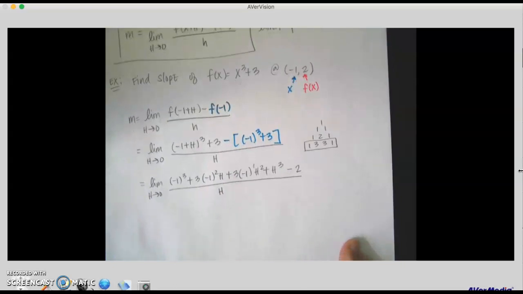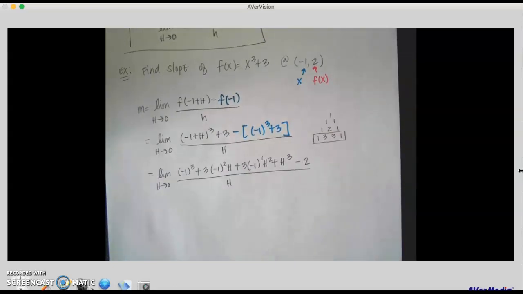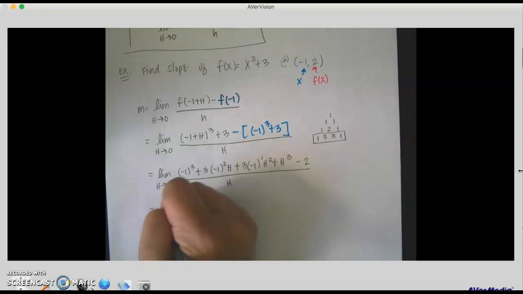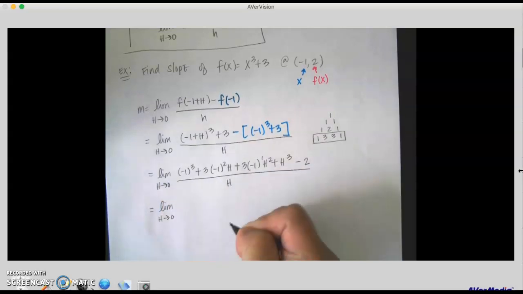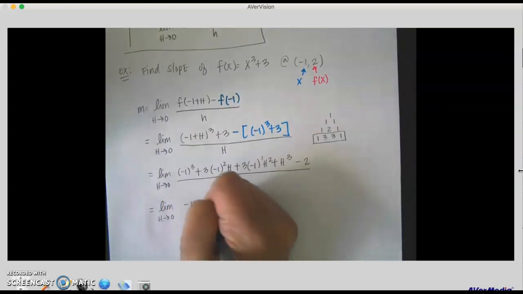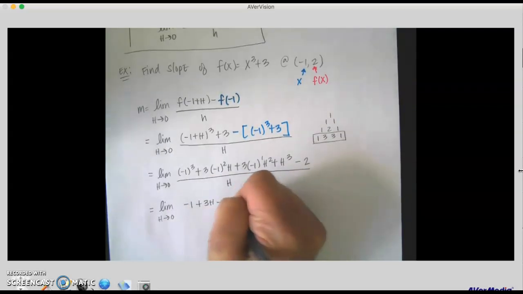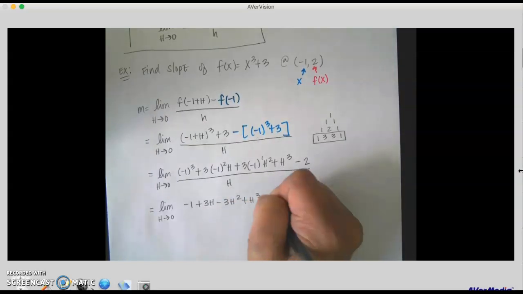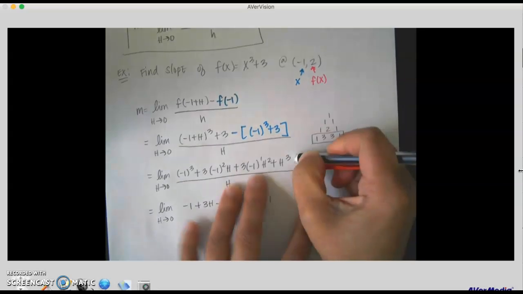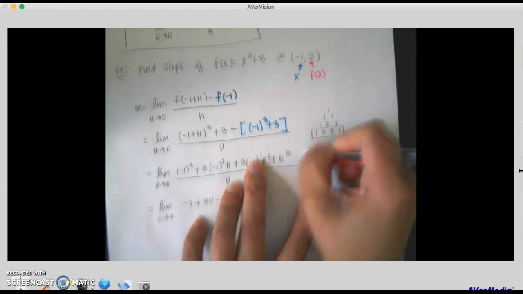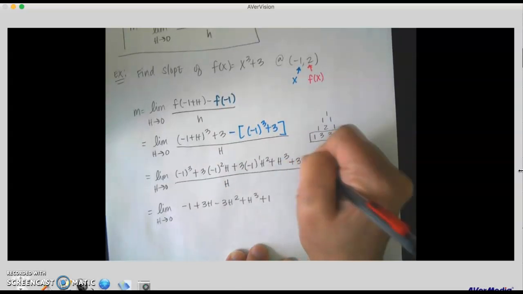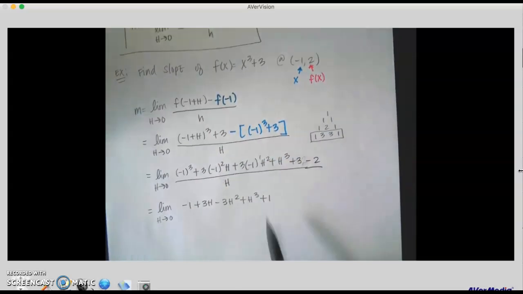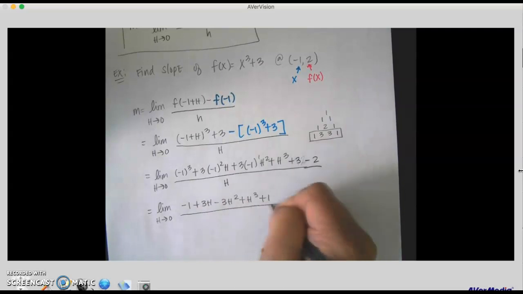So remember, our goal is to make sure as we're simplifying that all of the terms will cancel out, and you'll be able to factor an h out so that it cancels with the h on the bottom. Okay. So when we simplify it, I get negative 1 plus 3h minus 3h squared plus h cubed plus 1. Oh, I forgot the plus 3. Sorry. And then minus 2. Okay. So I forgot this plus 3 right here to bring it back down. And then it's all over your h.